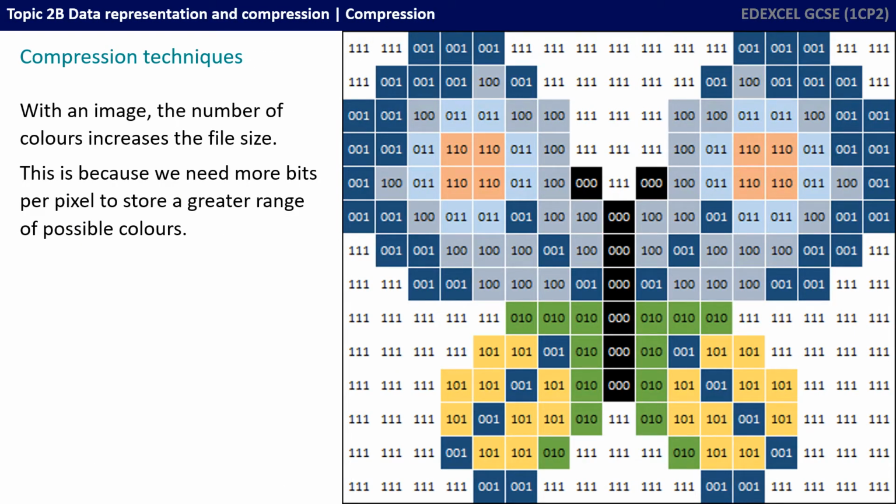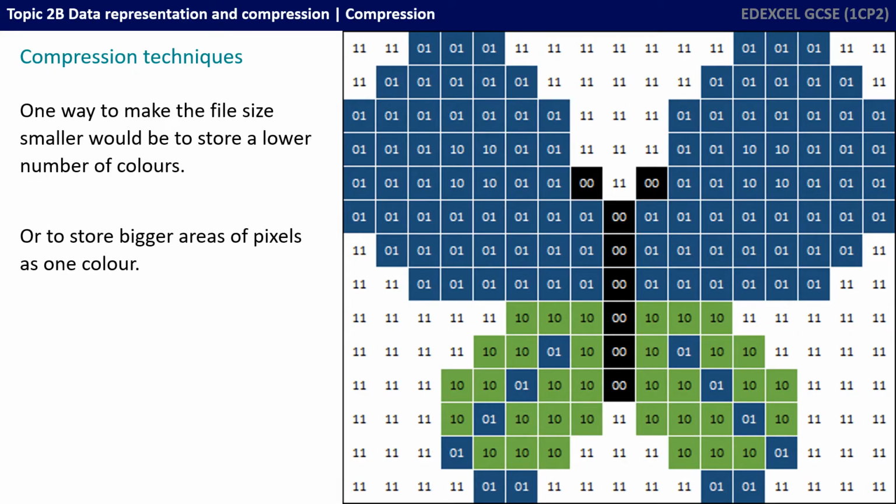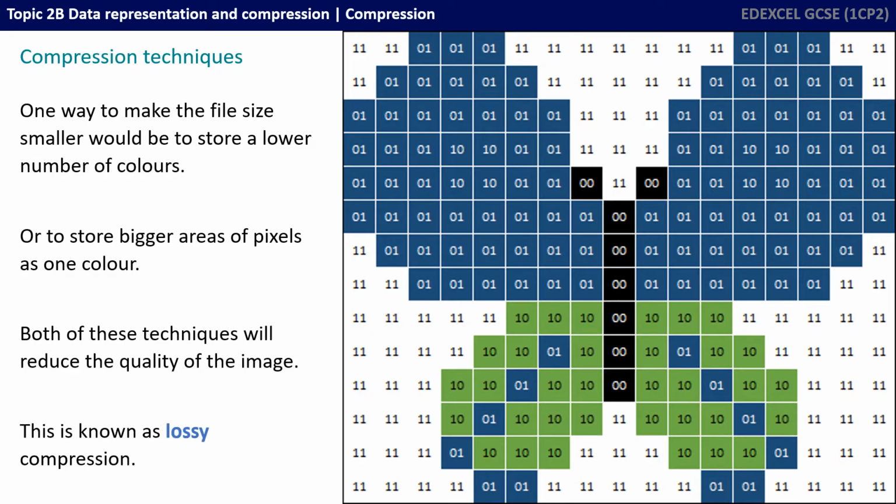In a previous video, we understood that the number of colours increased the file size because the number of bits per pixel increased. An obvious way of making the file size smaller is to store a lower number of colours, or perhaps to store bigger areas of pixels as one colour. Both of these methods will affect the quality of the image stored, and therefore this is known as lossy compression.